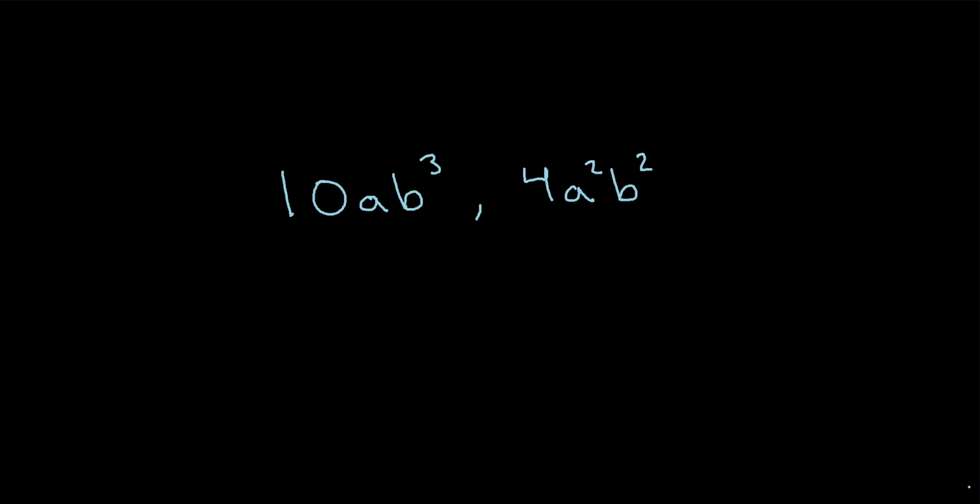In this video, I will explain how to find the least common multiple with variables. So let's check out a few examples. Let's say we have the term 10ab cubed and the term 4a squared b squared. How can we find the least common multiple between these two terms?